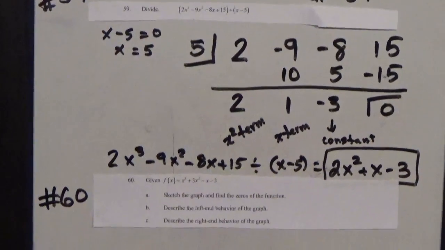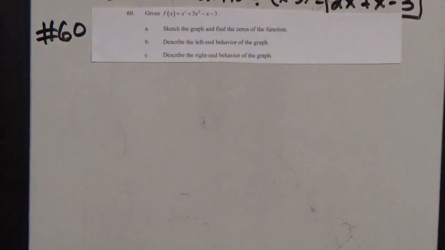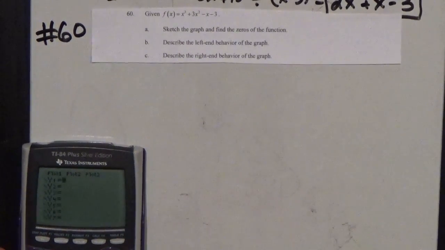All right, number 60 says, given the polynomial, sketch the graph and find the zeros of the function. Describe the left end behavior and then describe the right end behavior. We have a lot to do in this problem. I would suggest starting with the calculator, especially since you can. We're going to type the equation in.